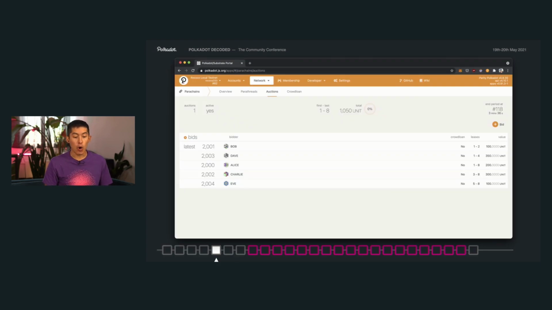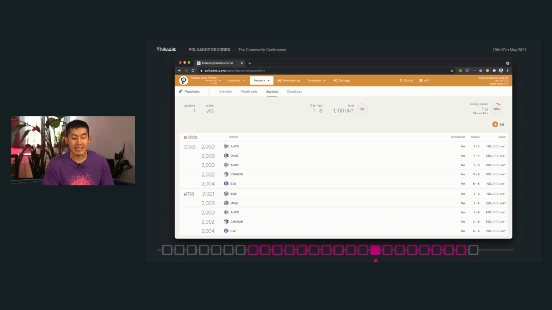So during the opening period, the winner view will be very simple. Basically, whoever has the highest bid for a particular lease period section will be listed. If someone bids higher or a crowd loan gets more funds, you'll see that an old name disappear and a new name pop up. This is very, very simple.